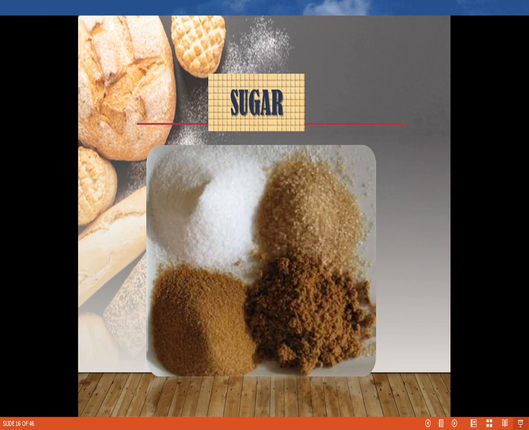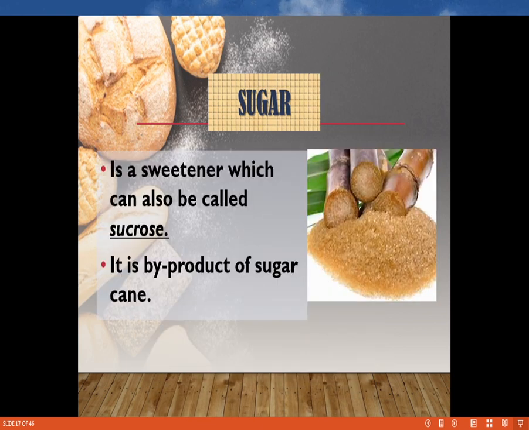Next is sugar. It is a sweet, soluble organic compound that belongs to the carbohydrate group of food. They are the simplest to digest among all carbohydrates. It is a byproduct of sugar cane.